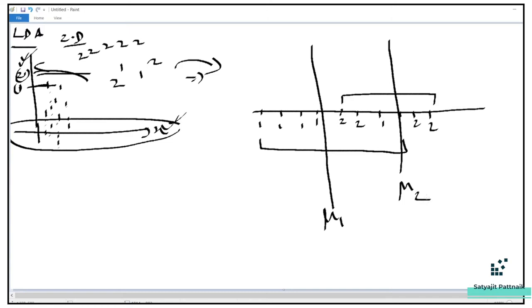In LDA, one of the assumptions is that we have to work in this way so that we can maximize the distance between the mean values.